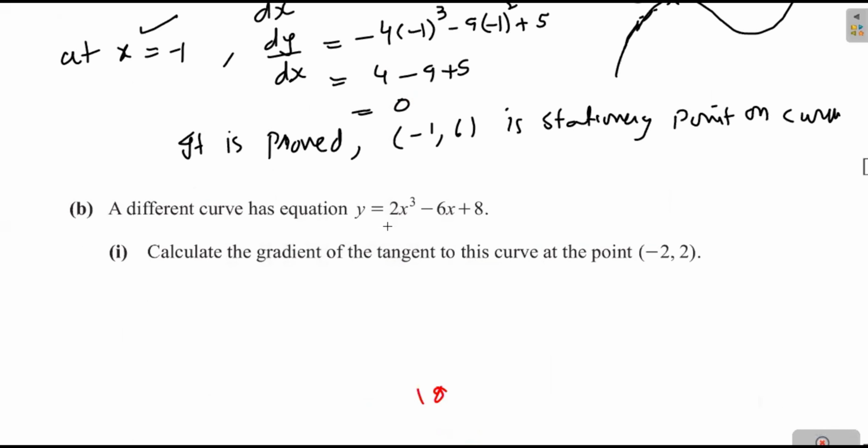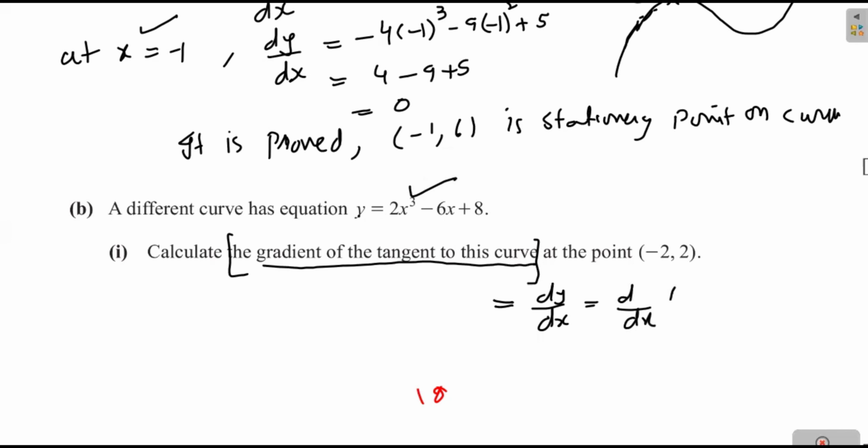Part B. A different curve has equation y equal to 2x cubed minus 6x plus 8. Calculate the gradient of the tangent of the curve at -2, 2. The gradient of the tangent to this curve will be equal to dy/dx. Firstly, we calculate dy/dx. Therefore, we take the derivative on both sides. The derivative of y will be dy/dx, and the derivative of the right side we write as d/dx of 2x cubed minus 6x plus 8.